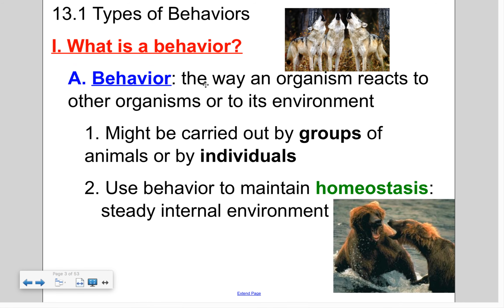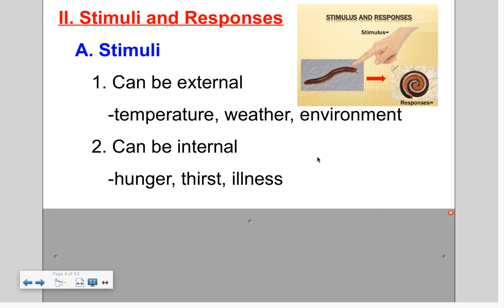First off, what is behavior? Behavior is when an organism reacts to other organisms, or to its environment. Behavior helps them get the materials they need in order to stay alive or to maintain homeostasis. Homeostasis is steady internal environmental conditions, like your body temperature, how that remains constant, blood sugar levels. Behaviors can be carried out as individuals or as groups. This section deals mostly with individual behavior, and section 2 deals with group behavior.